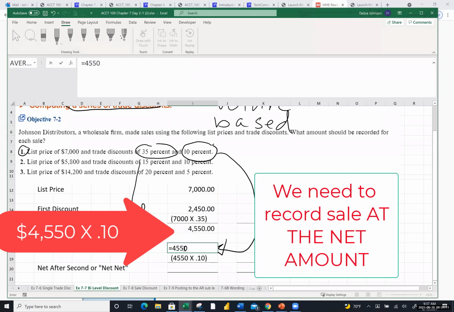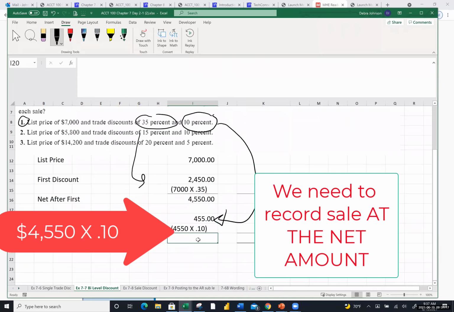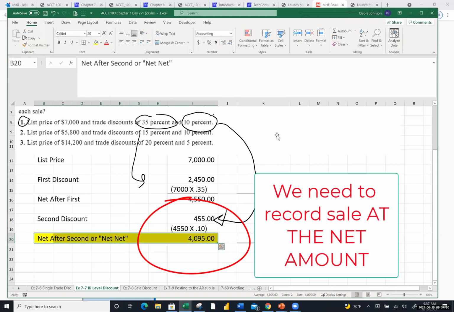$45.50 times 10% will be another $455. And so the final cost, or the final price, depending on what side of the house you're on, is $4,095. Okay, let me give you guys a chance to look at that.